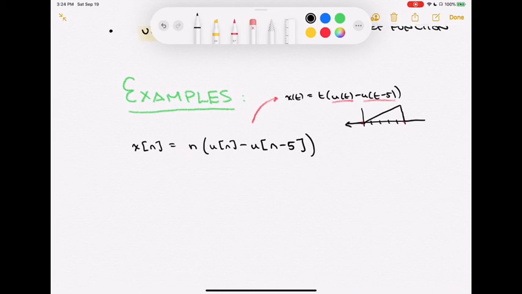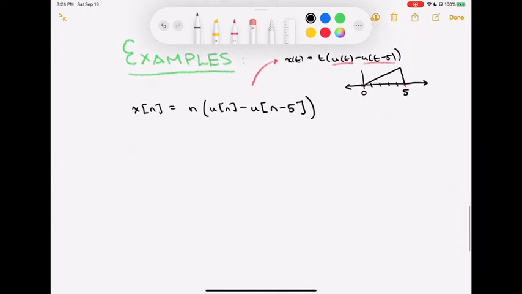So when I think of this continuous time version of t times u of t minus u of t minus 5, I get this nice ramp looking function. It starts out at 0 and it ends at 5, something along those lines. Let's see how this translates for the discrete time case.